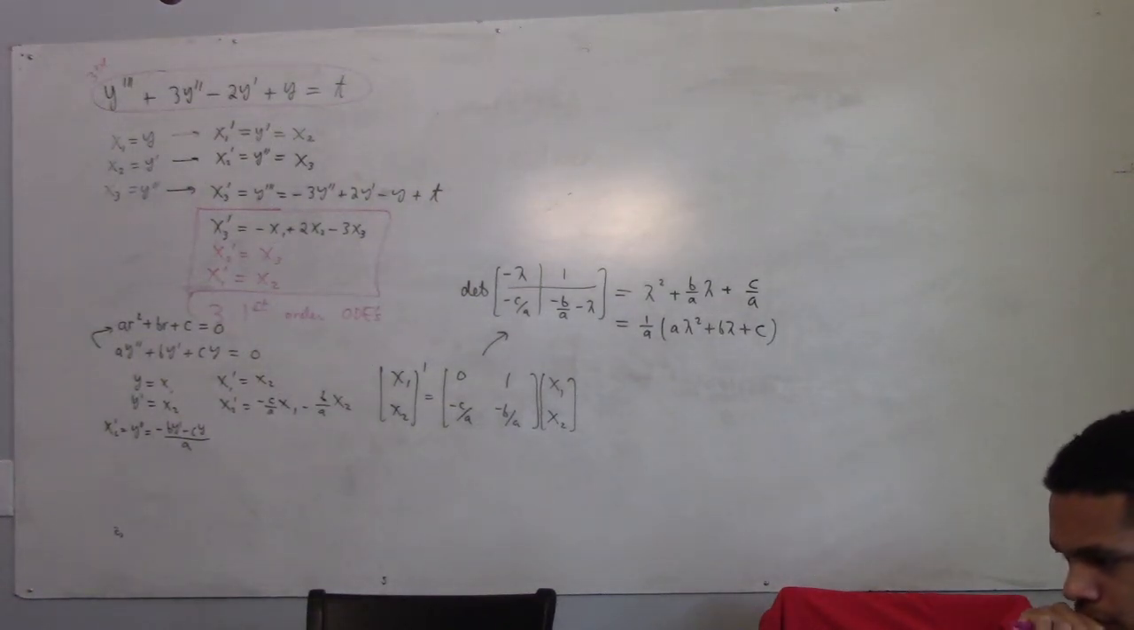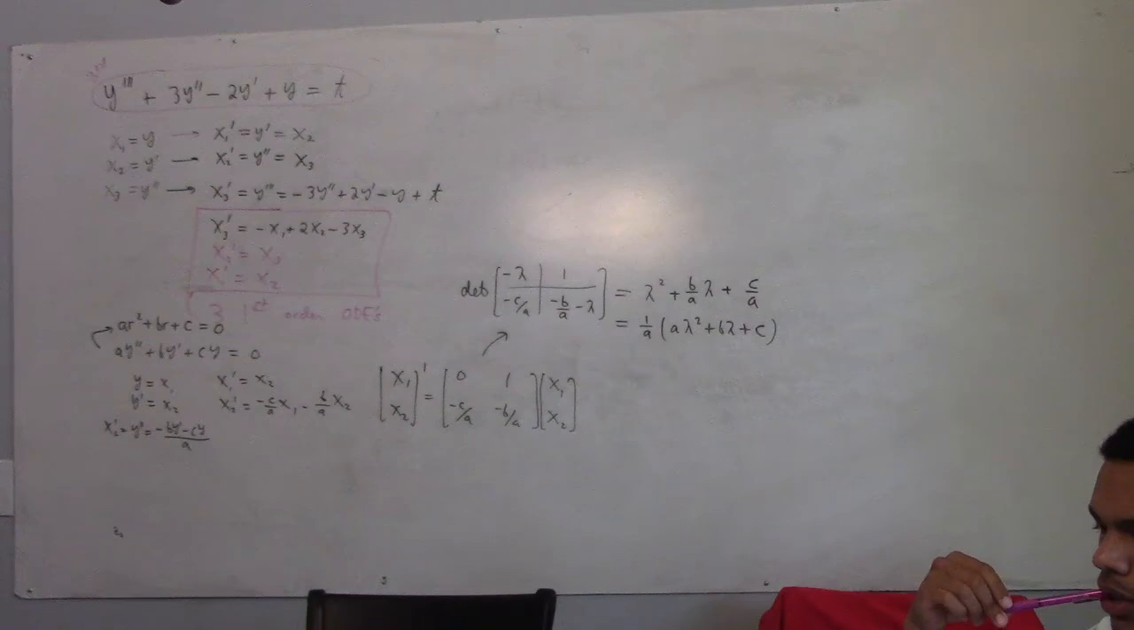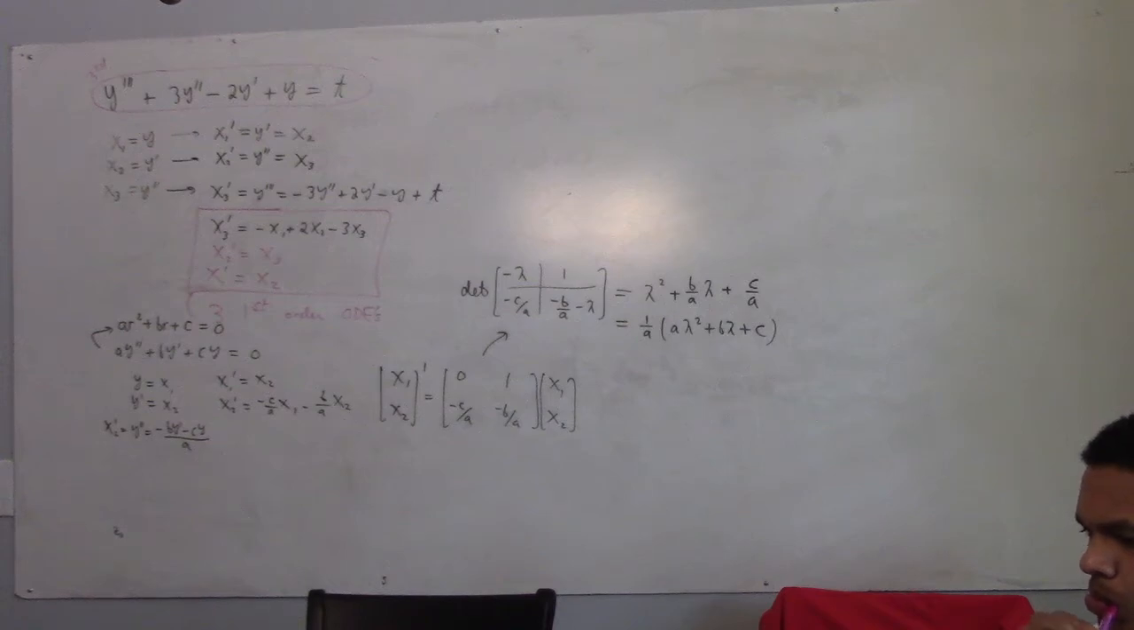In fact, there is, and this, by the way, is called the complementary matrix of the system. All right, so the complementary matrix of the kth order system is a matrix with superdiagonal ones for the first k minus 1 rows, and then minus the coefficients of the differential equation on the last row, assuming it's a constant coefficient differential equation, as I do here.